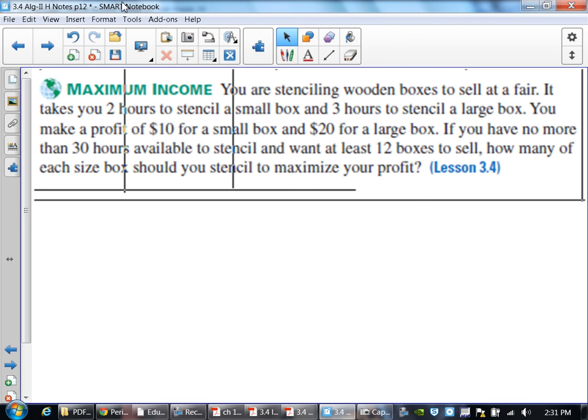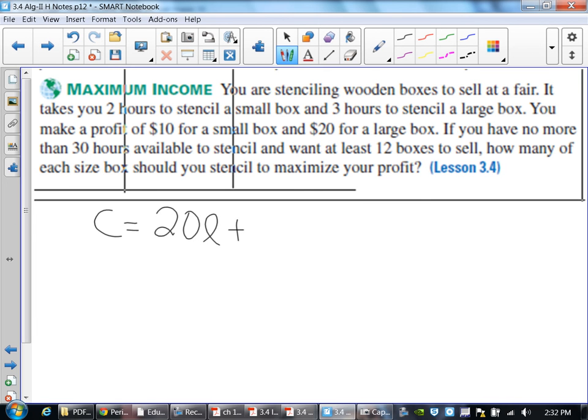For the sake of time, what's your objective? Maximize your profit. So if I want to maximize my profit, I'm going to look for how much profit I make. Well, I have large and small boxes. I make 20 bucks on a large one and 10 bucks on a small one. There's my profit. After that, I go back through it. It says I have 2 hours for a small box, 3 hours for a large box, and how many hours do I have to work?